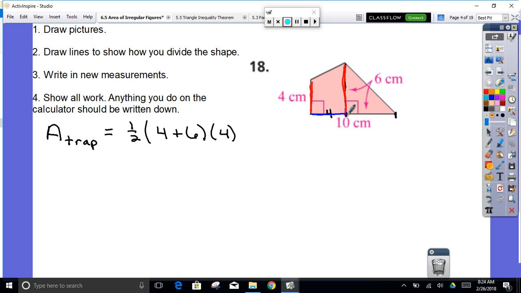Okay, so 4 plus 6 is 10. Half of 10 is 5. 5 times 4 is 20. So the area of our trapezoid is 20 square centimeters.